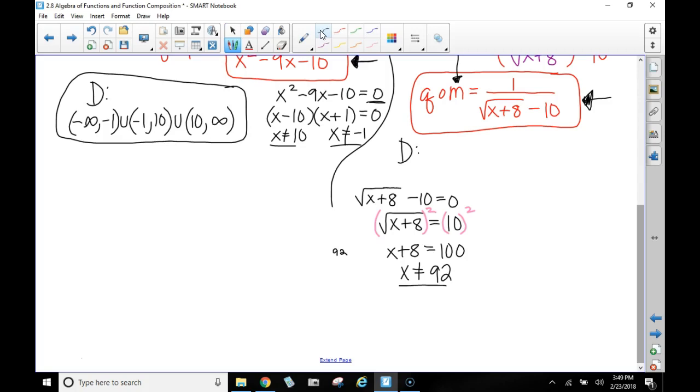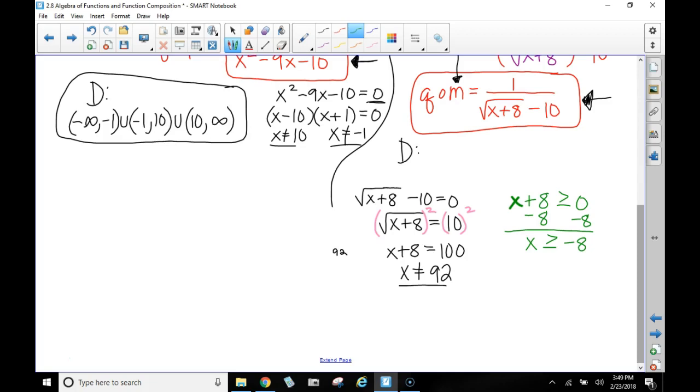Also, since we have a radical, a square root, we want to make sure that the radicand, the x plus 8 quantity, stays greater than or equal to 0, because the second thing we look at for domain is to ensure that no values of x will yield a negative under an even indexed radical. So when we solve this inequality for x, as long as x values stay greater than or equal to negative 8, we're good.